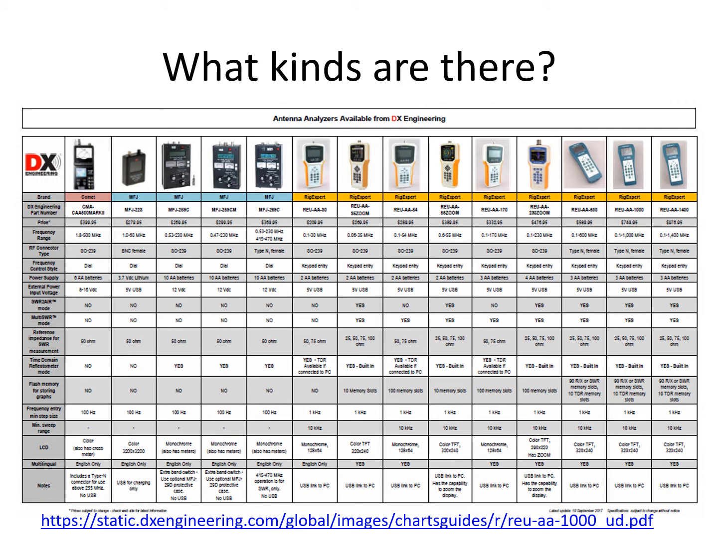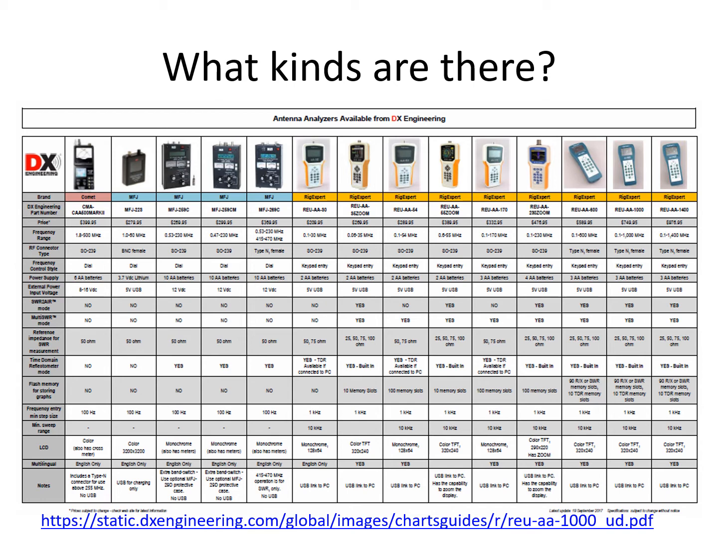And then this slide is also from DX Engineering. DX Engineering's website is a pretty good source for just general technical knowledge and a good way to look at what might be available. What they did is they just put this comparison table up that shows the different types of antenna analyzers that they have available. And it's by no means an exhaustive list. There are a lot of other manufacturers as well, but this is the Comet.